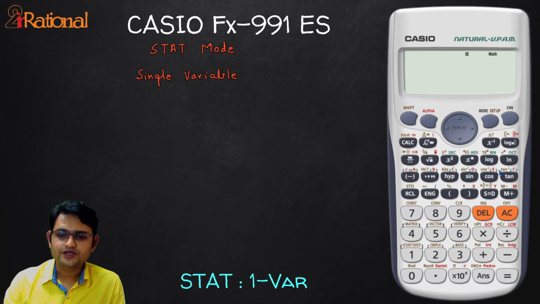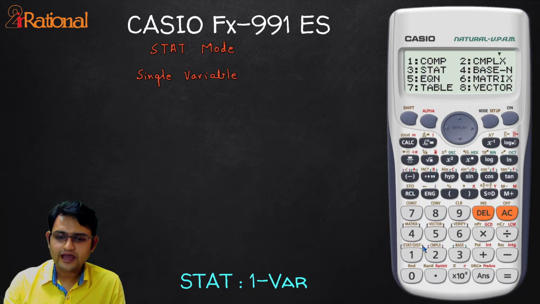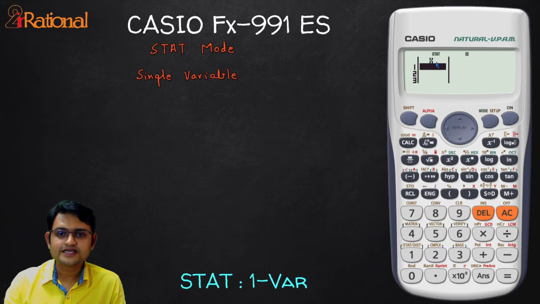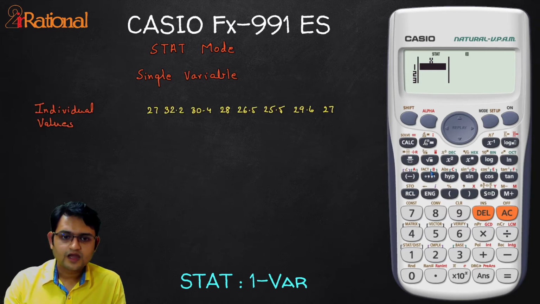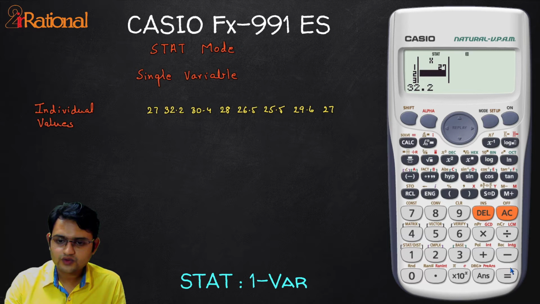First thing we'll do is go to mode 3, that is stat, and we'll go to 1VAR, that is going to be for one variable data. Here you will see we have a table where we can input our individual type data. Let's take an example. Here we'll just input the data. I'll say 27, then equal to, 32.2, equal to, and so on.